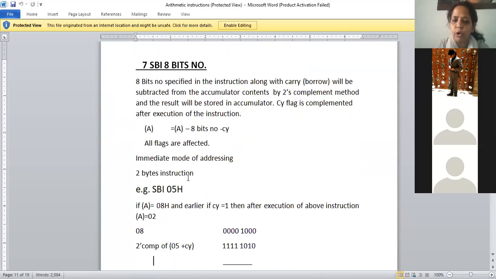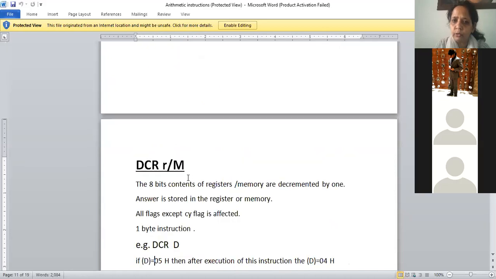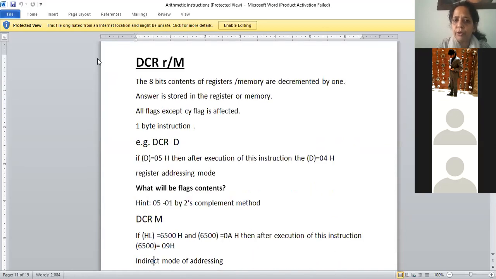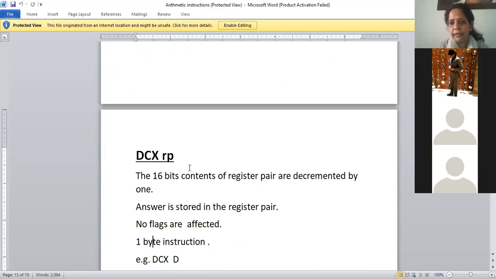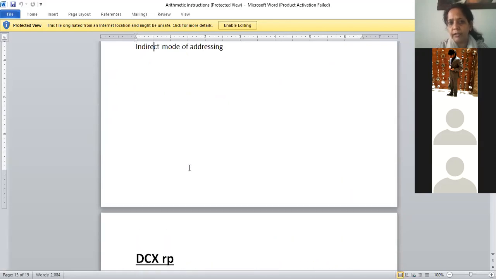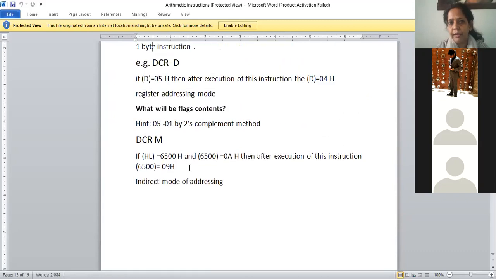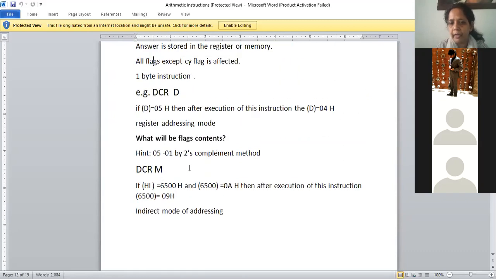So just go through all these notes. Then the important instructions are DCR and INR instructions. These will decrement any register's contents by 1 or increment the register's contents by 1. In this case, all the flags are affected except the carry flag with the DCR instruction. All flags are affected except the carry flag.